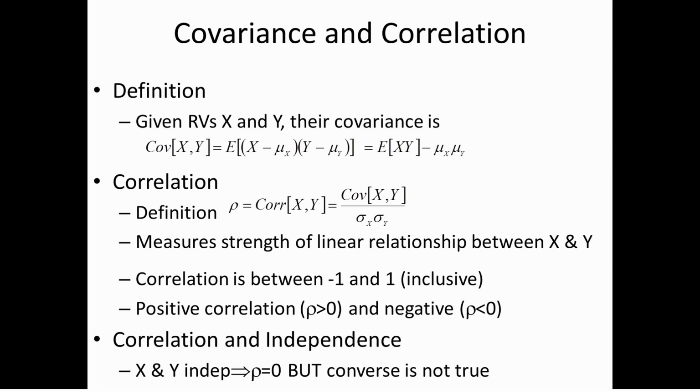Now, the last thing we want to mention is this notion of correlation and independence. And this is something that people often get confused about. If two random variables are independent, their correlation is 0. But the converse is not true. Just because the correlation is 0 does not mean that x and y are independent. And I'll give you an example in the homework that shows this, okay?